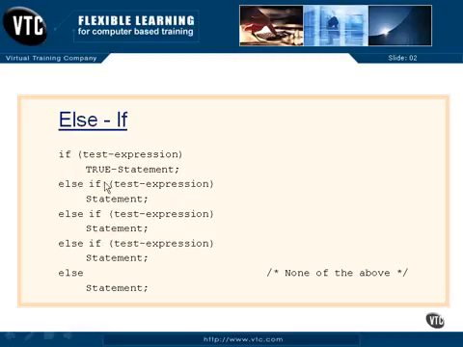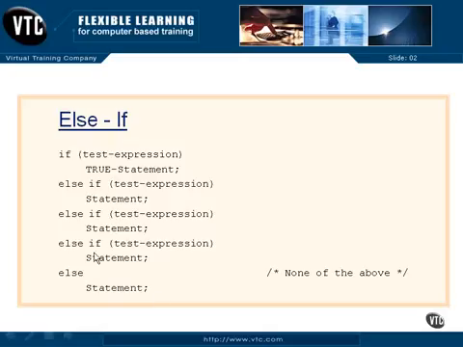Well, now we have another if. Here's the else-if. If this test expression is true, we do this statement. Else, if this one is true, we do that statement. Else, if this one is true, we do this statement. And then if none of these test expressions up through here are true, we'll wind up doing this, none of the above, here at the bottom.